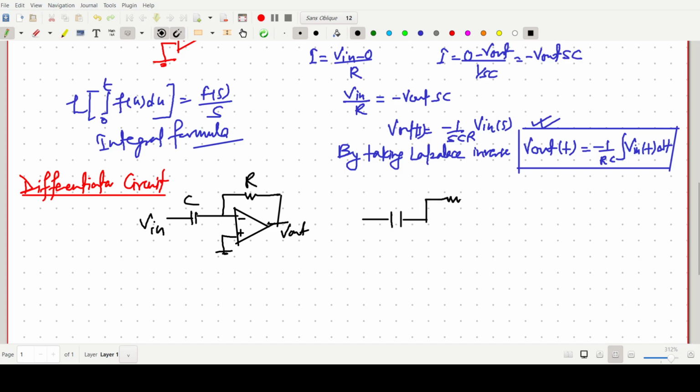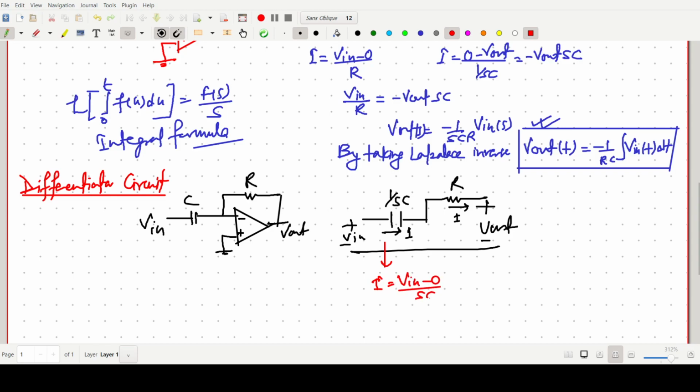So just only you have to know about the inverting, then you can do anything. V output, and V in. This would be I. This would be I. So I am writing for this one. So this I will be V in minus 0 by 1 by SC. So it will come V in SC.